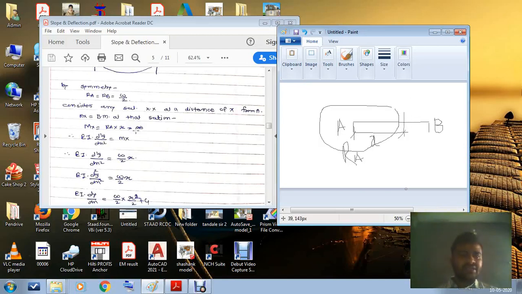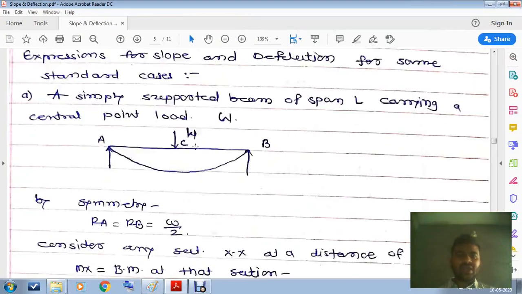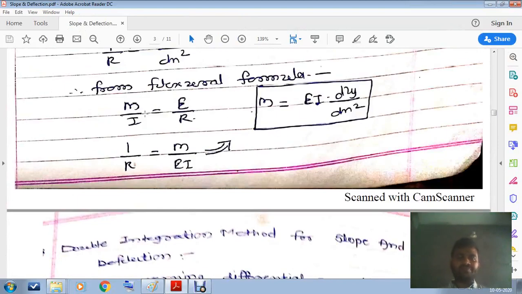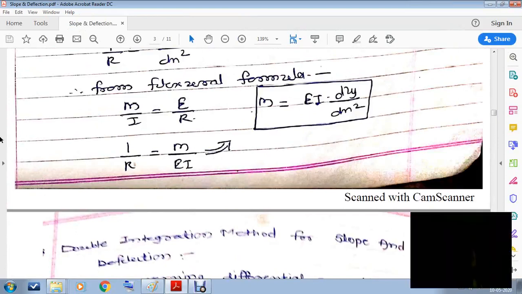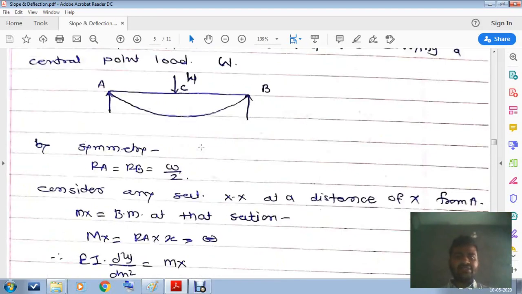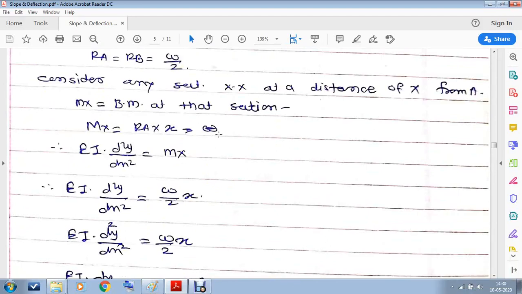Again I can write what is Mx. Already we have gone through and derived one equation regarding the moment and the slope previously. Let us go to it again. M is nothing but equal to EI d square y by dx square, or 1 upon R is equal to M by EI. By considering that same equation I can write Mx is EI into d square y upon dx square.